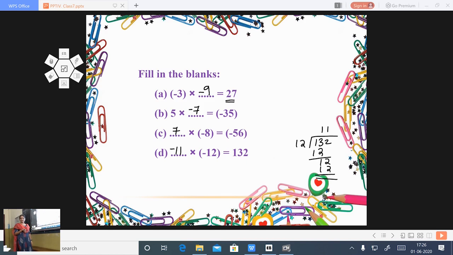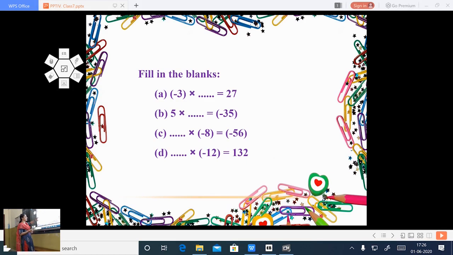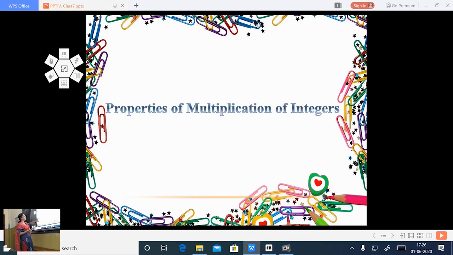Is it clear? Okay. Let us move on to the next topic, that is properties of multiplication of integers. We already learned some properties for addition of integers: closure property, commutative property, associative property, etc. Here we have to check whether all those properties are satisfied for multiplication. So let's start from the closure property.